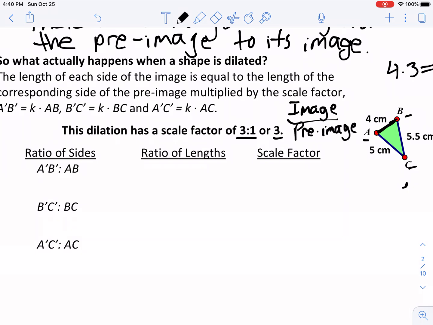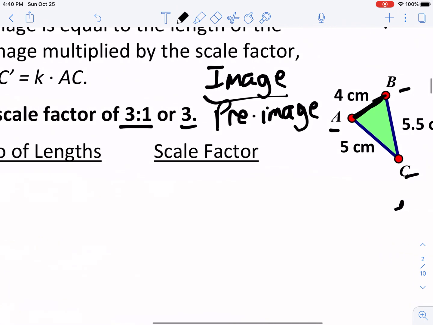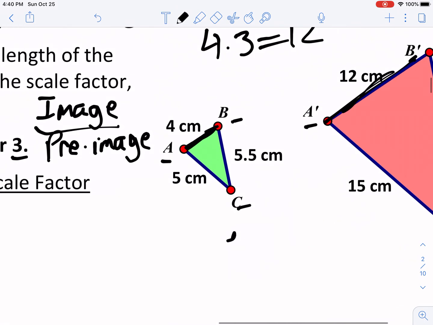Okay, so the ratio in which we're talking about things is the lengths that we're dealing with in the image over the lengths of the pre-image here, those sizes, okay? So when they say A prime, B prime, that's our image, and what it's being compared to is our pre-image, okay? So we kind of already did this one over here. We said 12 to 4, right?